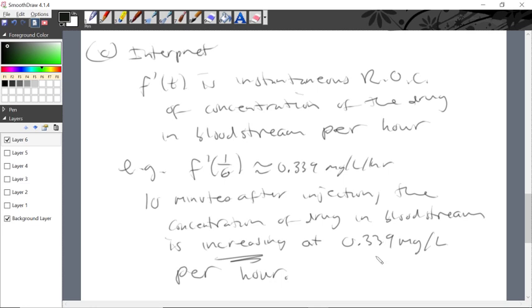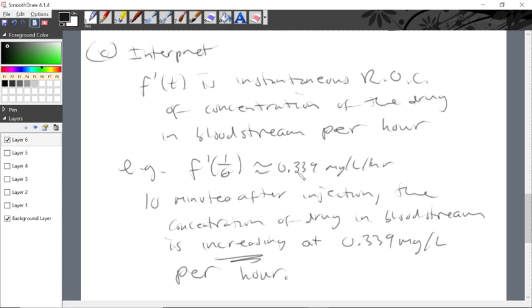That is to say, if we were to use this rate of change, if we were to assume that it was going to stay the same for the next hour, we could assume that an hour from now, there's going to be an additional 0.339 milligrams per liter of blood in the bloodstream versus what we have right now.